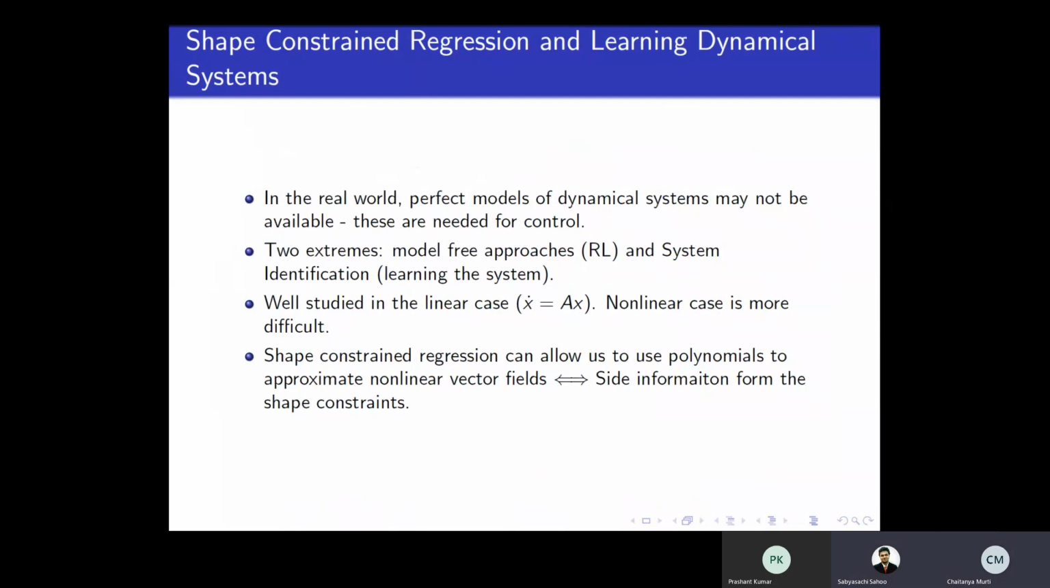So the next question is, where is this really applicable? The other paper, which didn't have proofs, on shape-constrained regression for learning dynamical systems, is a very useful trick for this. As you know, we won't necessarily have perfect models of dynamical systems. Are you familiar with what a dynamical system is?